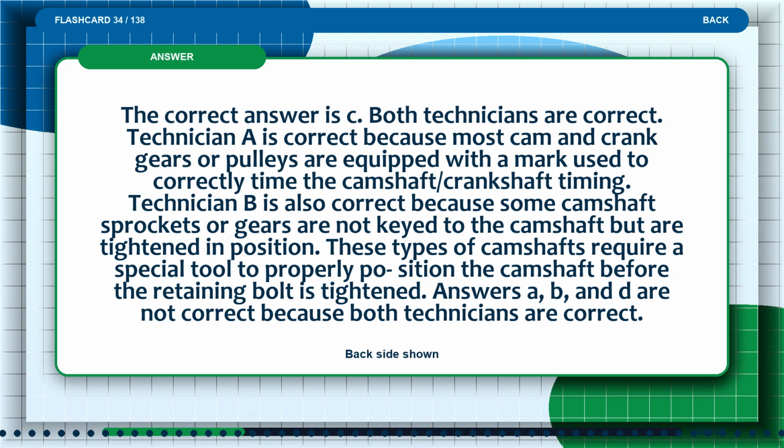The correct answer is C. Both technicians are correct. Technician A is correct because most cam and crank gears or pulleys are equipped with a mark used to correctly time the camshaft to the crankshaft. Technician B is also correct because some camshaft sprockets or gears are not keyed to the camshaft but are tightened in position. These types of camshafts require a special tool to properly position the camshaft before the retaining bolt is tightened. Answers A, B, and D are not correct because both technicians are correct.